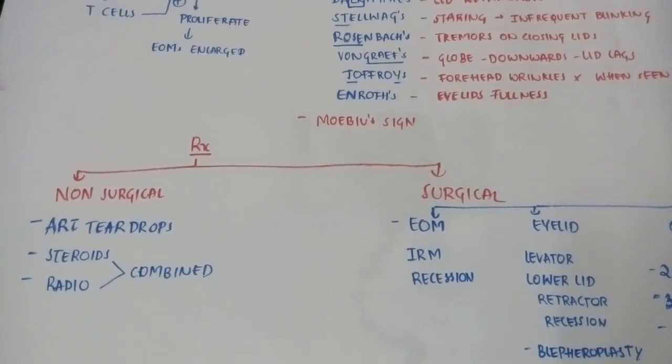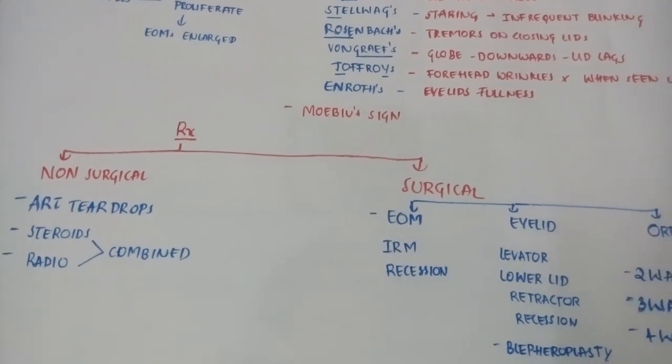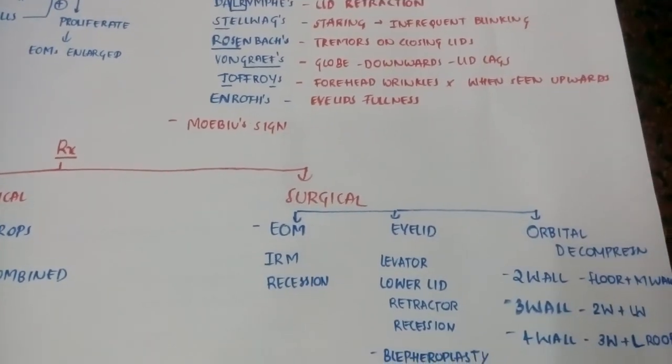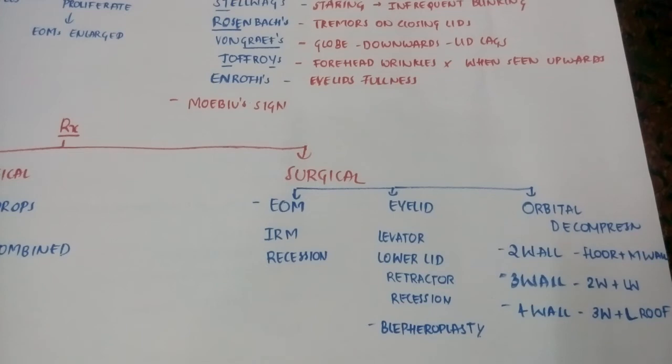And then surgical: extraocular muscle surgery, eyelid surgery, and orbital decompression surgery. Extraocular muscle surgery is recession of the inferior rectus muscle. Recession in the sense that the muscle is detached from its original insertion and placed at some other place. That's called recession.